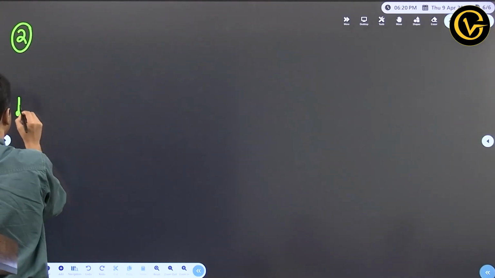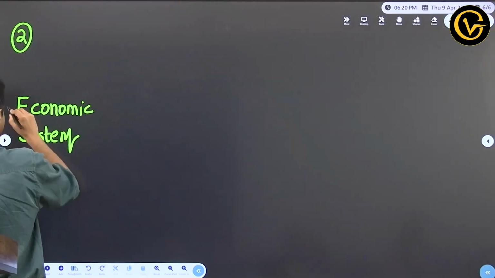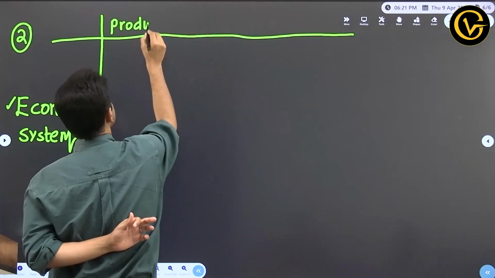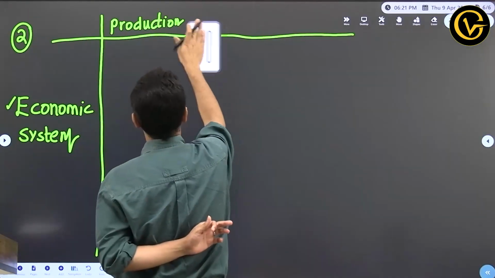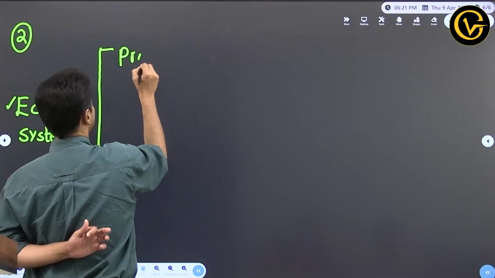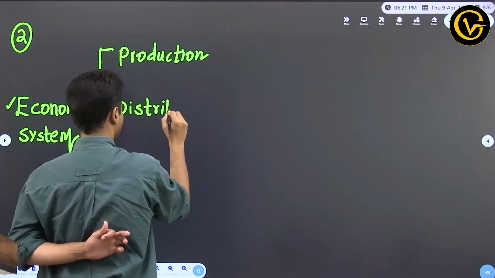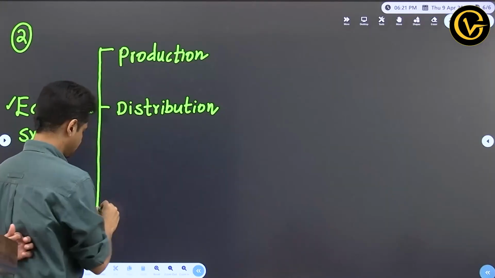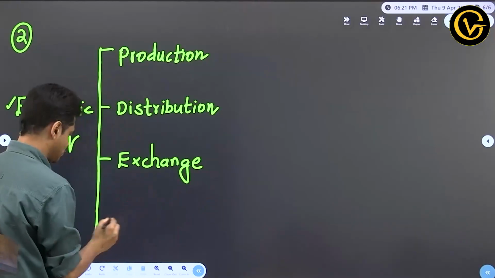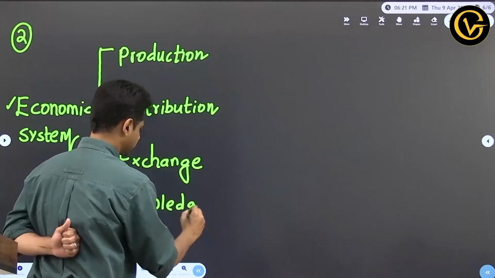Generally, any economic system will have production, distribution, exchange, and knowledge.